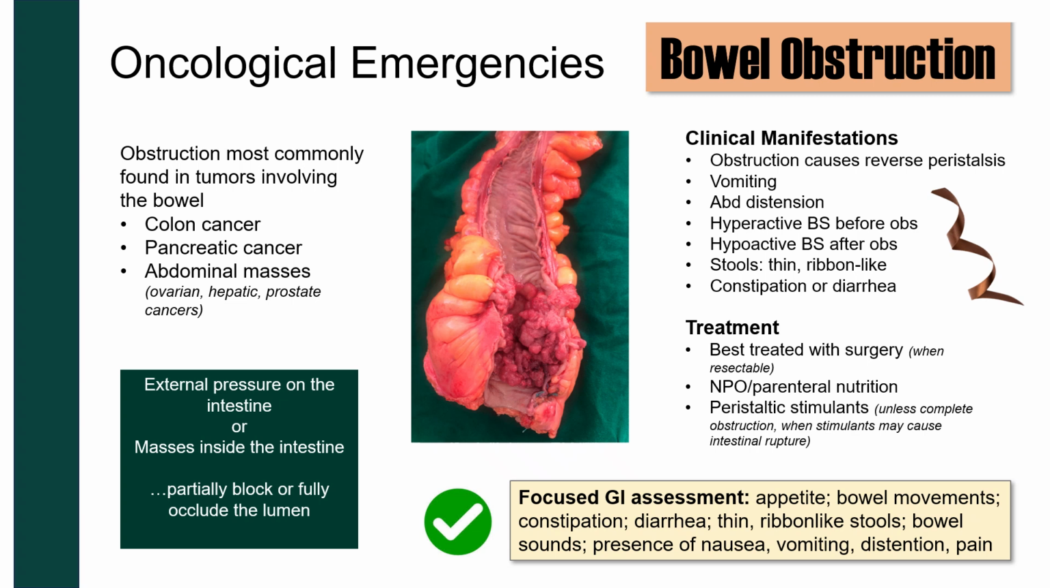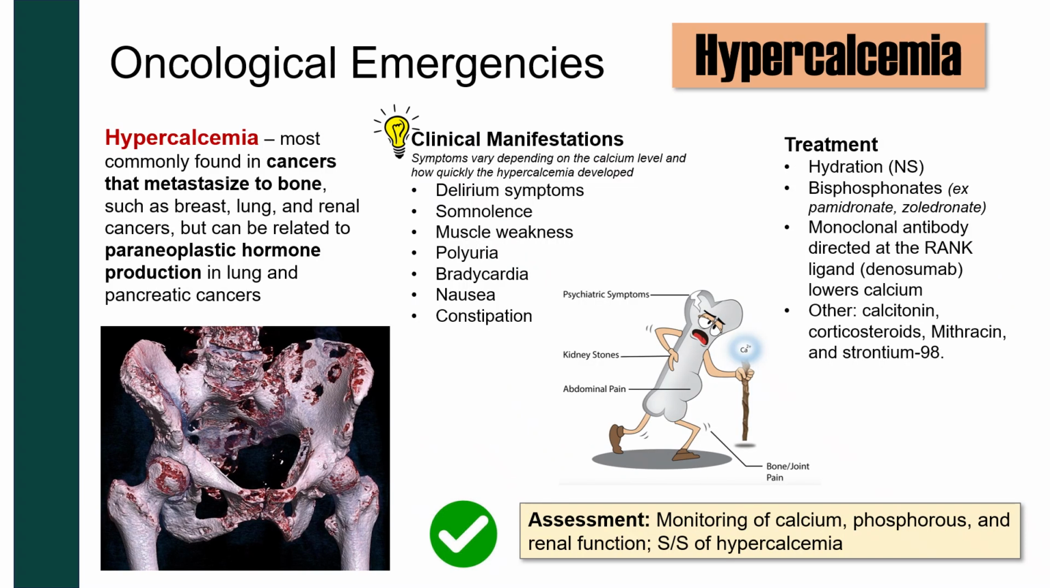You're going to assess their appetite, their bowel sounds, their bowel movements. Are they constipated? Do they have diarrhea? Do they have nausea, vomiting? Is their abdomen distended? Do they have pain or abdominal discomfort? The next emergency we'll discuss is hypercalcemia.